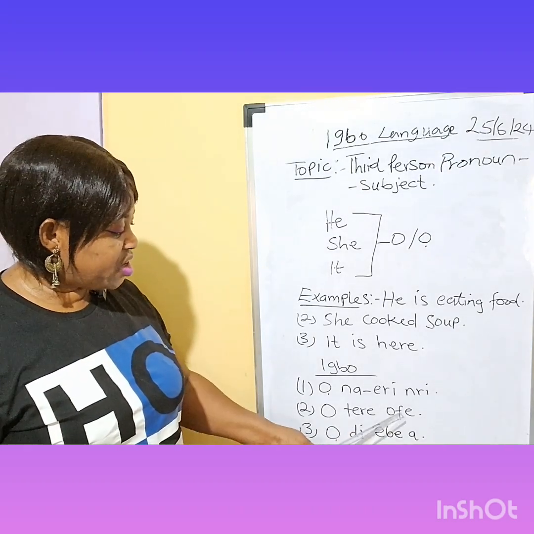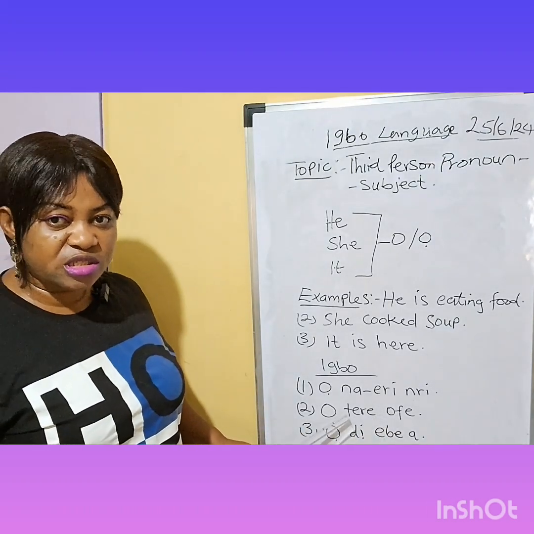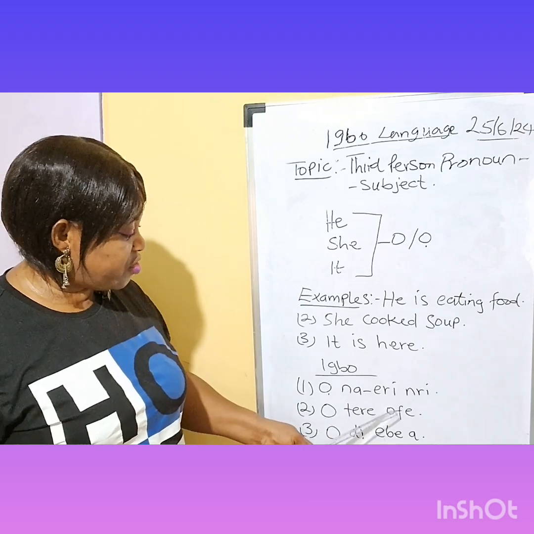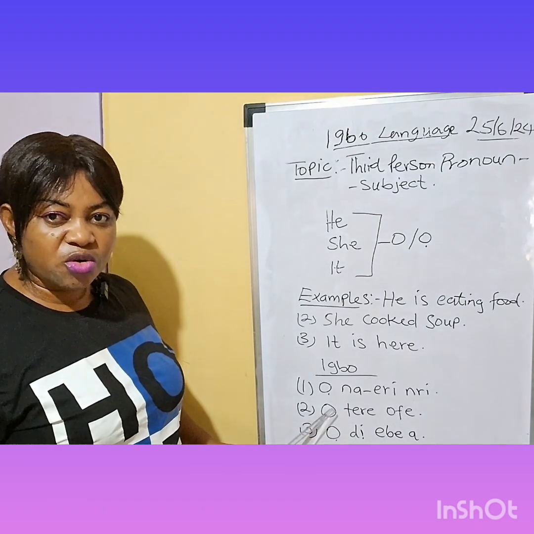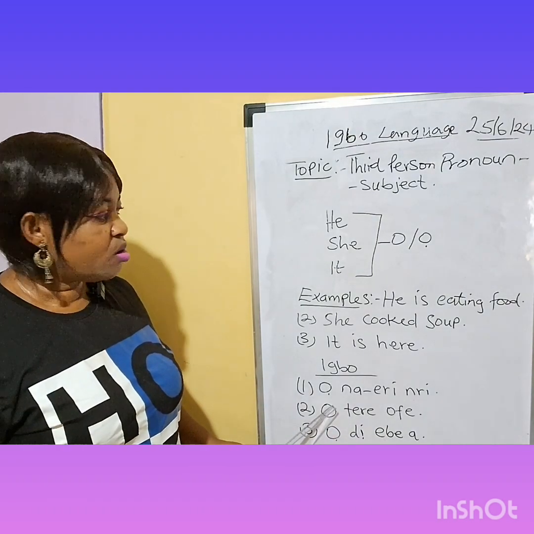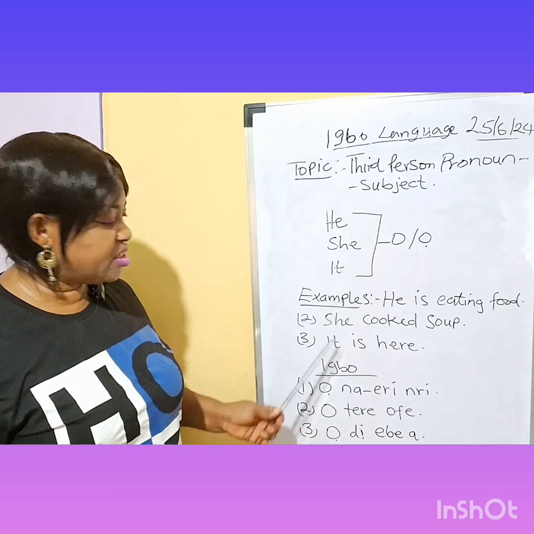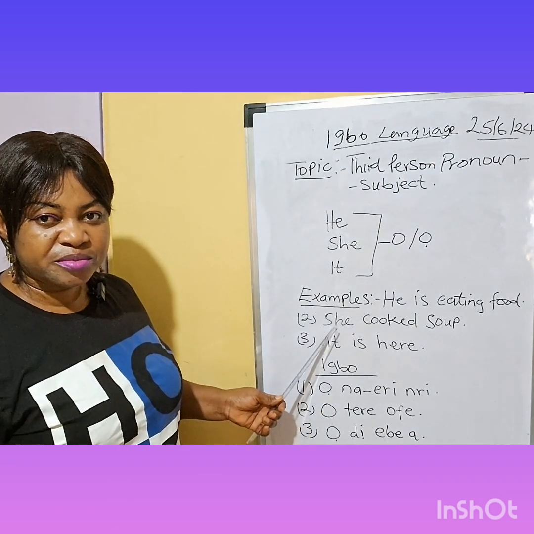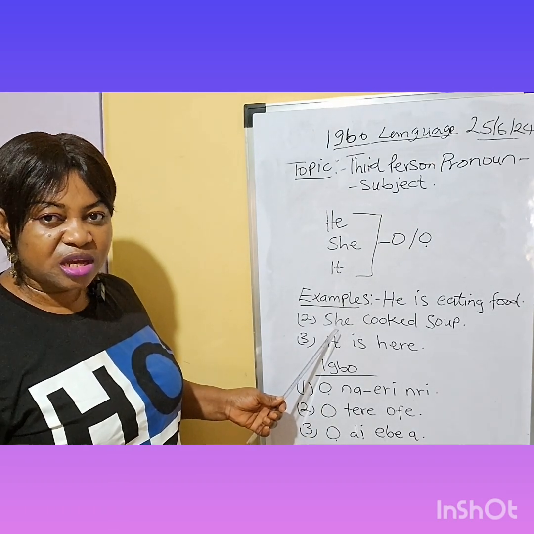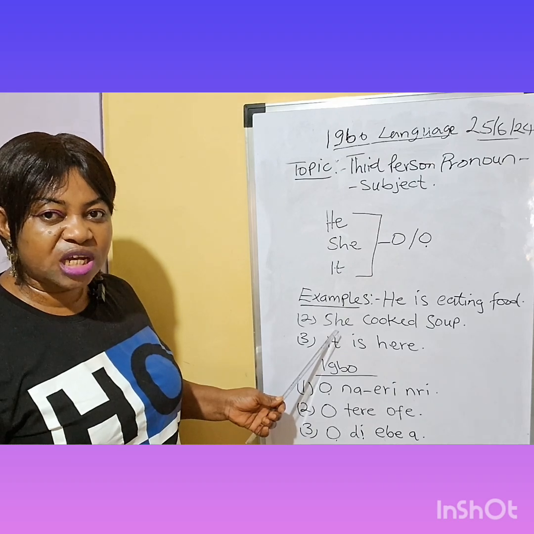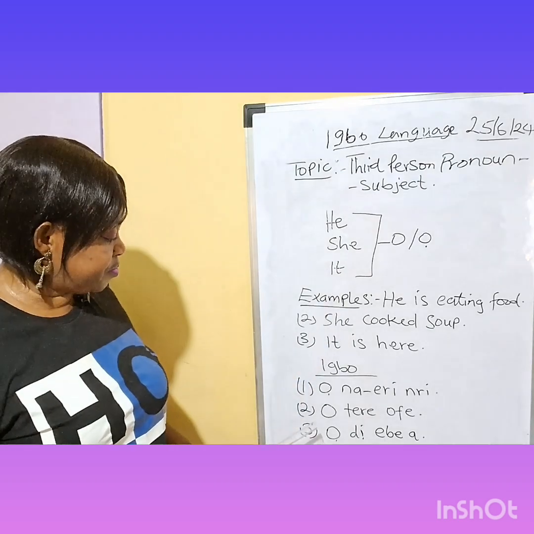Number two says o tere ofe, or o siri ofe. Just the same thing. O tere ofe. You have now seen o. This o represents she, as a third person pronoun under subject.